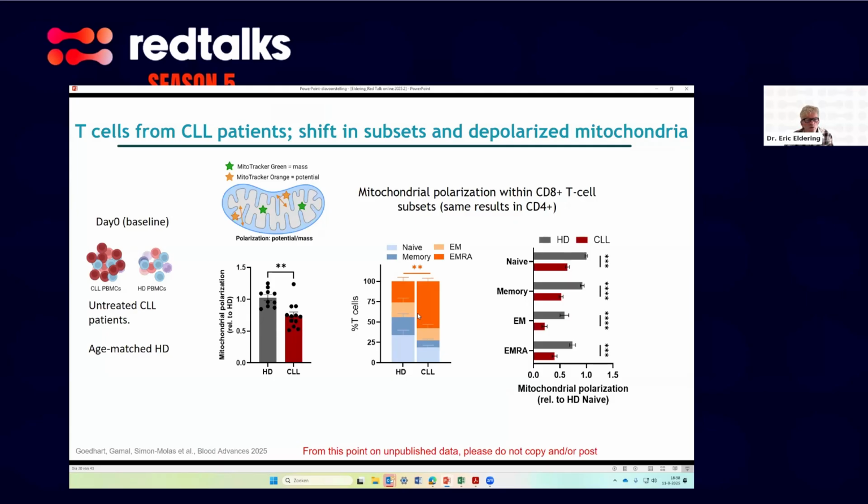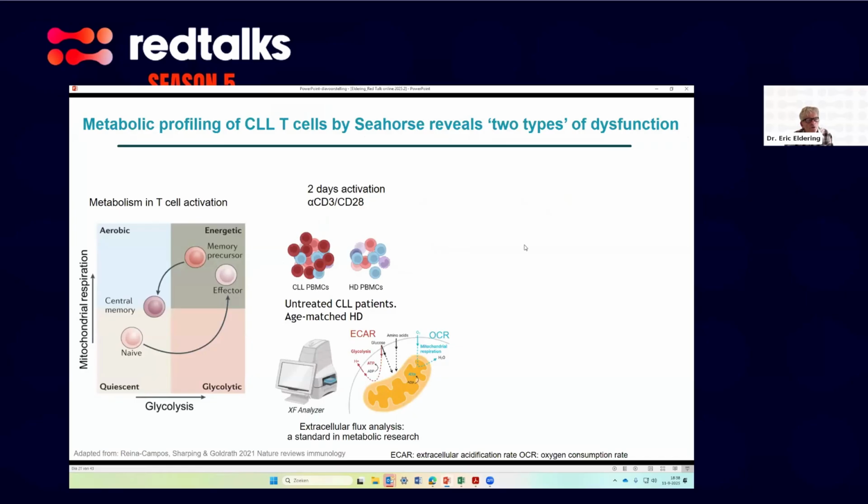This is important to mention because as you can see with these populations, effector memory populations in CLL cells are skewed more towards effector. But the differences are true for all these subpopulations. So it's not based on skewing of the T cells in CLLs. That's an important notion. If we then continue, and now we want to do metabolic profiling of CLLs by Seahorse.